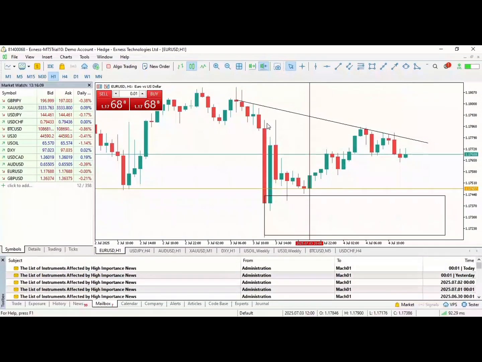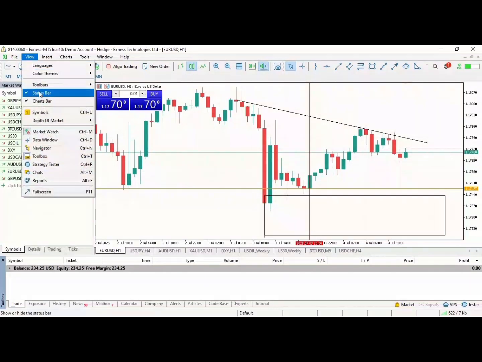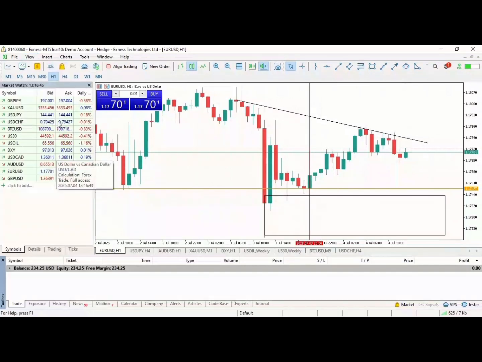Moving on to other parts of the platform. If you're to monitor your trade, you just click here and it will show you running trades. This is to show you your history, news, your journal, experts in case you're running trading bots. And then let's come to this side. So under view, there are so many things you can open. The toolbox, if you click that, the bottom part goes. Okay, if you click it again, it comes back.